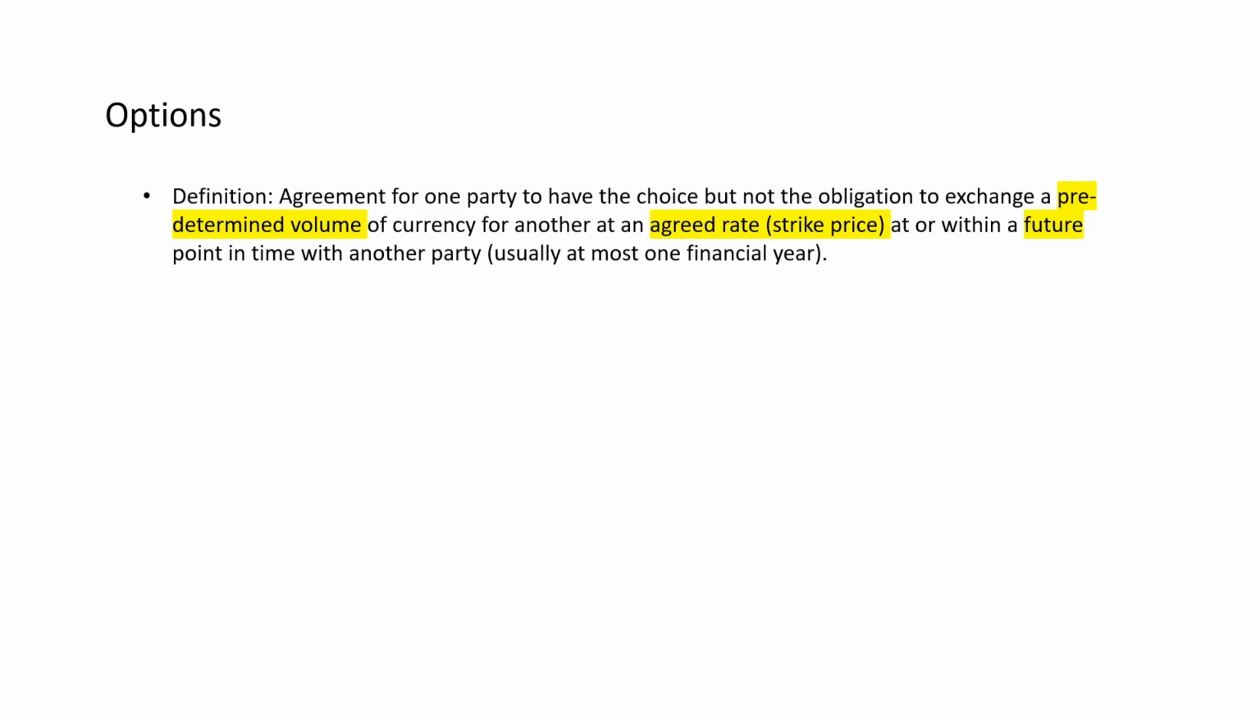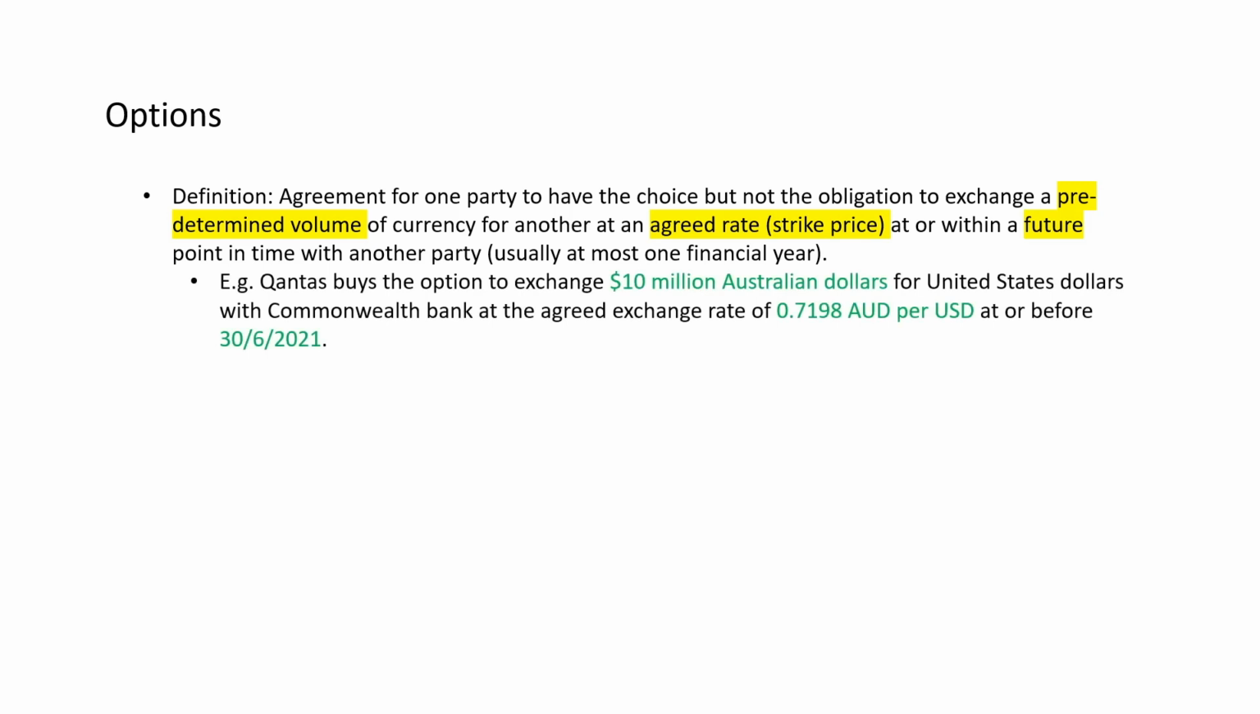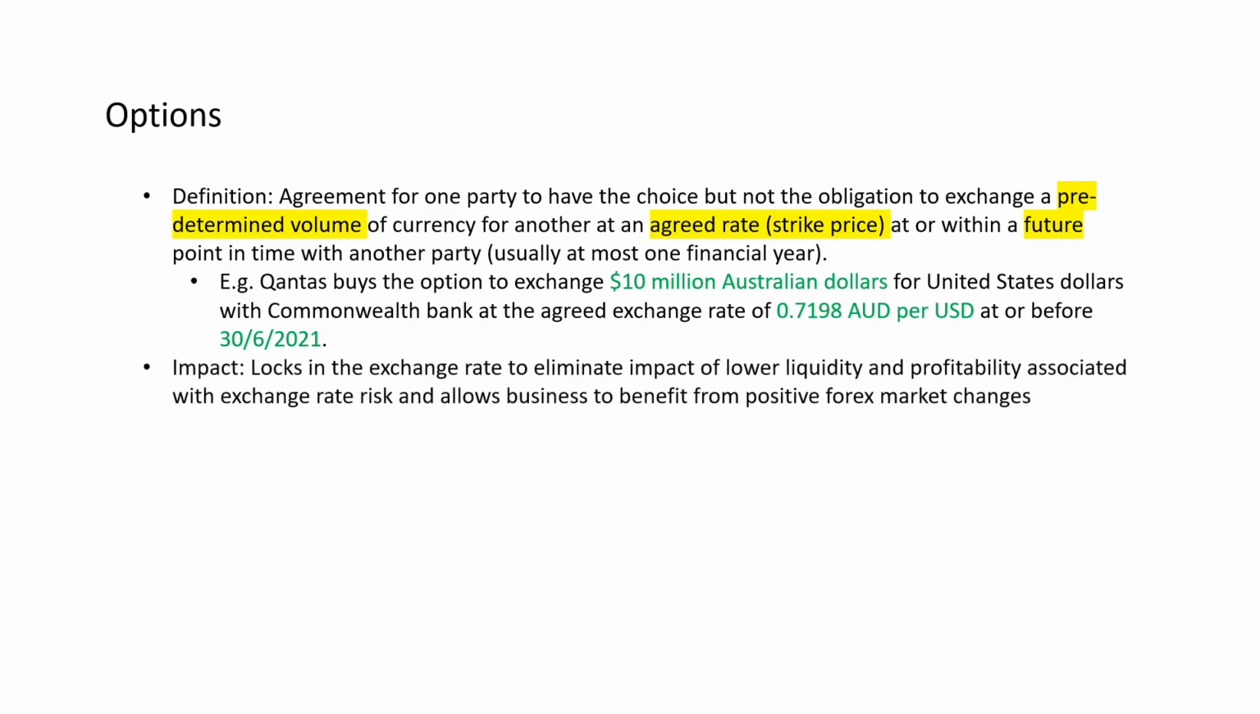For example, if Qantas chooses to buy a choice to exchange 10 million Australian dollars for United States dollars with the Commonwealth Bank at an agreed exchange rate of 0.7198 AUD per USD at or before 30th of June 2021, then we would say Qantas has bought the option to exchange a certain amount of currencies with the Commonwealth Bank. The effect of this is that it also locks in the exchange rate to eliminate the impact of possibly lower liquidity and profitability associated with exchange rate risks, just like a forward exchange contract. But it also gives a business like Qantas the ability to benefit from positive forex market changes.